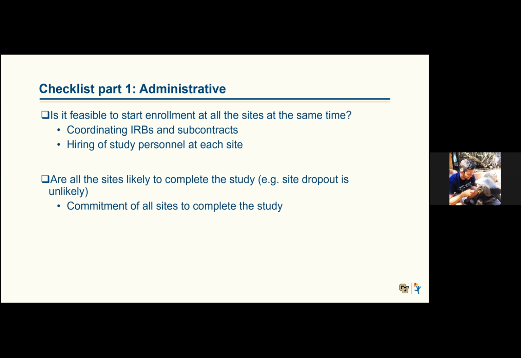And then the other issue is, is there a likelihood of sites dropping out during the trial? Because if sites drop out during the trial, what it does is it significantly decreases the number of patients that are randomized to the intervention arm, and that could have a significant impact on your power for your study.